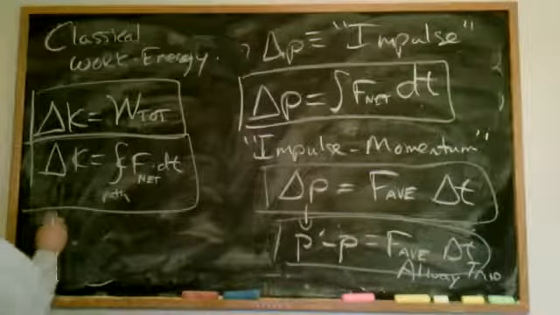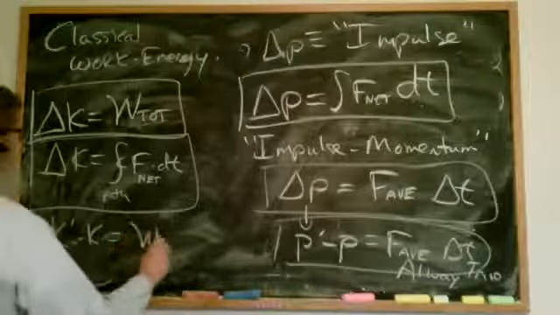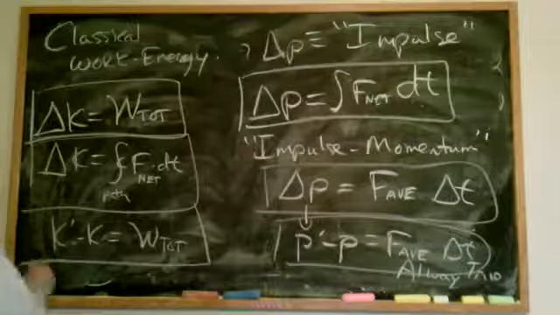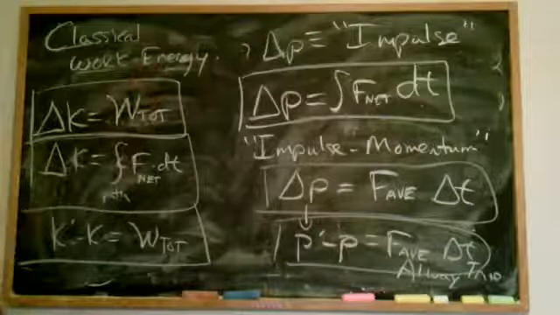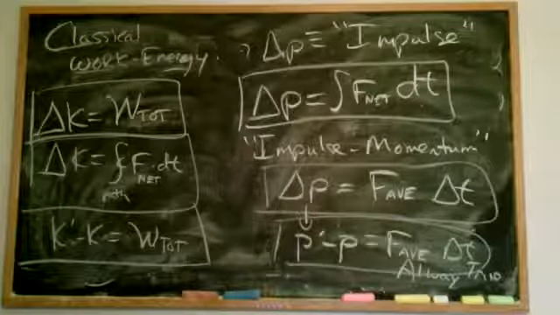And again, delta k is just k prime minus k. So again, k prime minus k is equal to w tilde. This is just a third way of writing the classical work energy relation. All these statements are true.